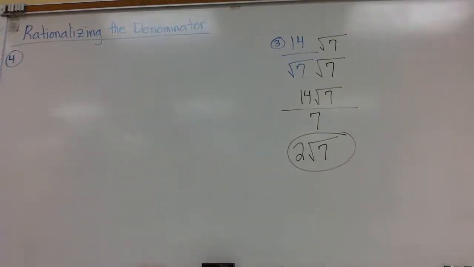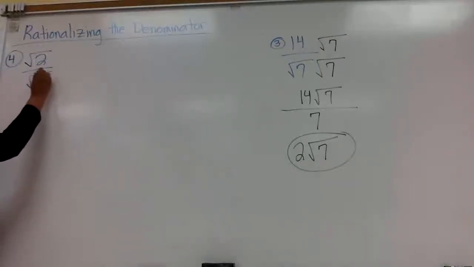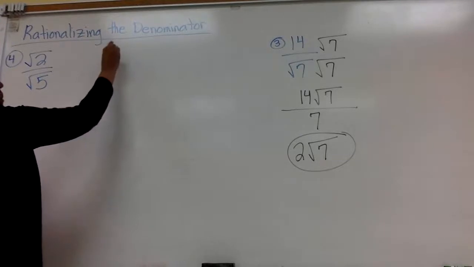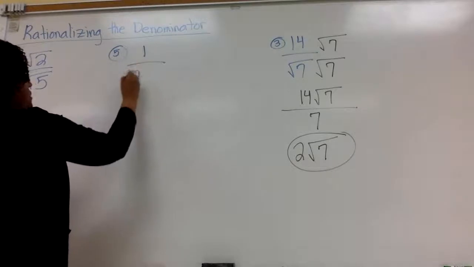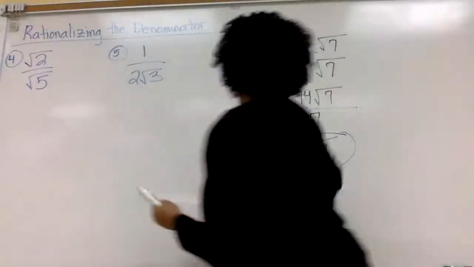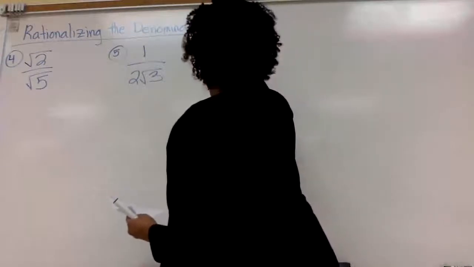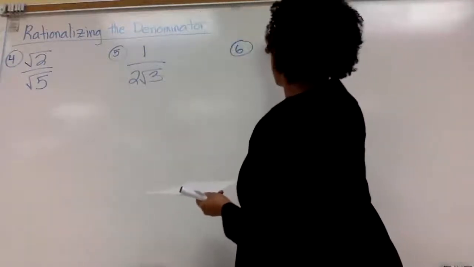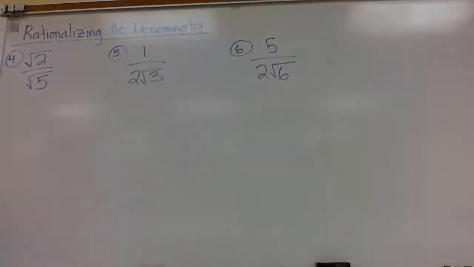Number 4, I want to simplify the square root of 2 over the square root of 5. And then we'll try another one. Mixing it up a little bit. Let's do 1 over 2 square root of 3. And let me give you one more before we go off and work on today's assignment. Number 6 is going to be 5 over 2 times the square root of 6. All right, so these are going to be our last 3 problems, so that you have 6 example problems for you to look at.